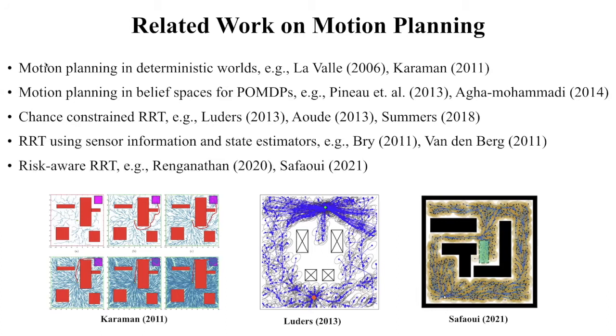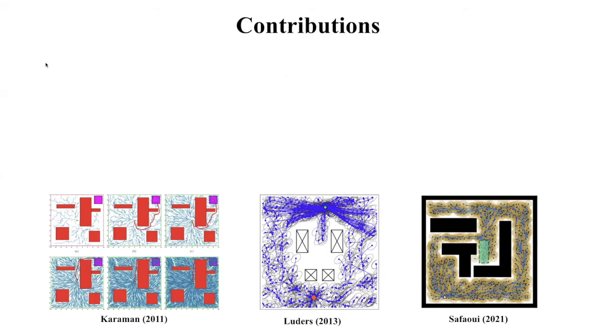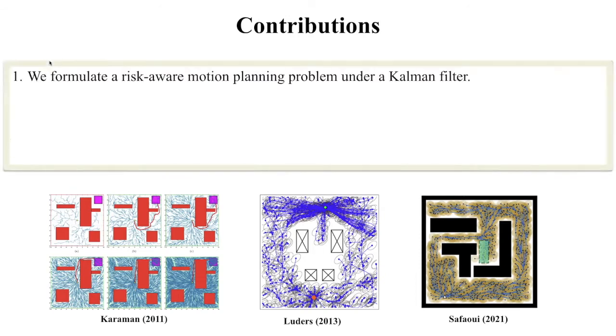A very recent trend is to also consider risk constraints in such RRT frameworks that lets us reason about the risk of violating a safety specification. We continue in this paper along the lines of the previous research, and our contributions are the following.